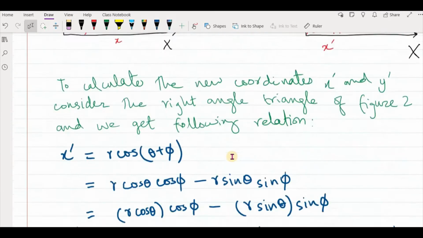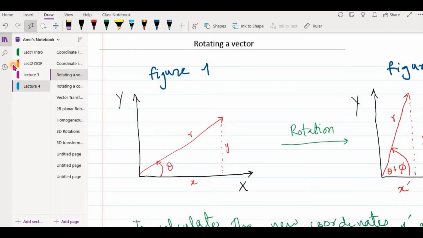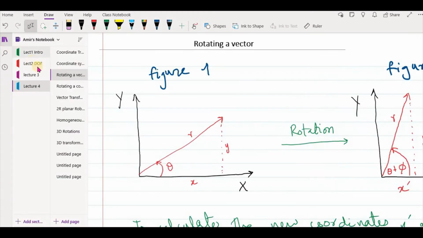now let's see how we can rotate the coordinate frame. Previously we rotated the vector within a frame. In this next topic, the vector will remain the same, but we shall try to rotate the coordinate frame, this xy axis, and let's see how we can do that.